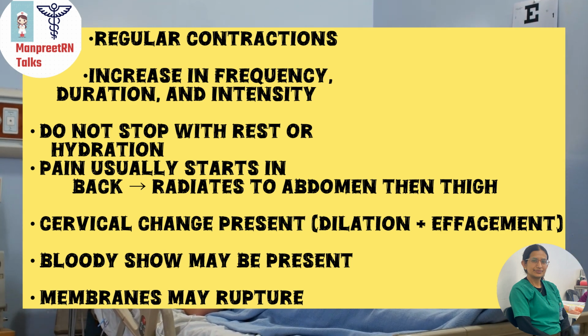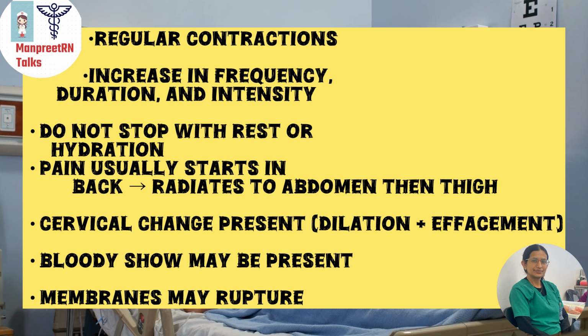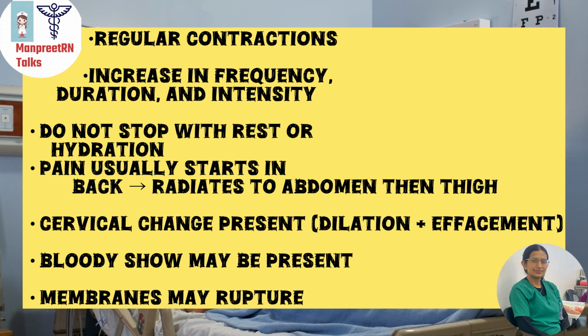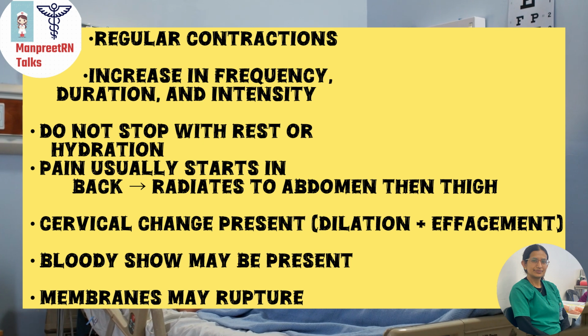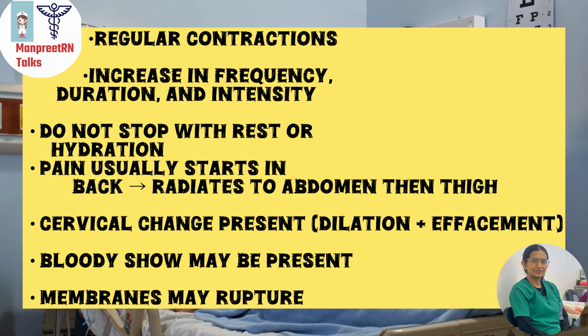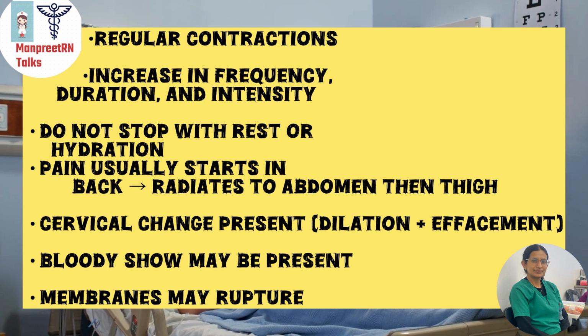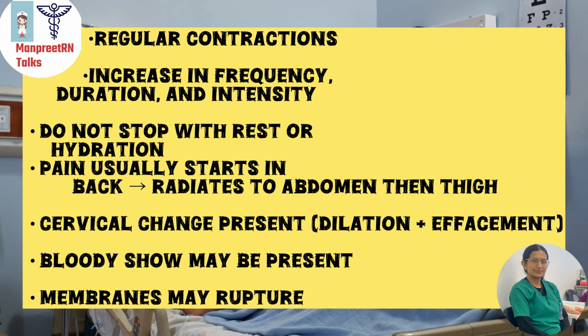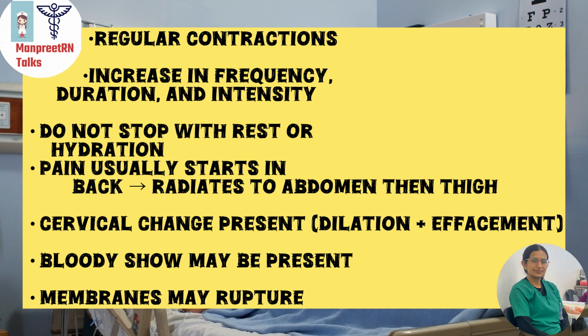Then the cervical changes. Cervical changes include the cervix starting to dilate and effacement starting. So in true labor, the cervix dilates from 0 centimeters to 10 centimeters and the effacement occurs from 0% to 100%. So with true labor pains, effacement and dilatation occur and the pain increases in nature and does not subside with rest. And other signs, including bloody show and rupture of membranes, may be present.